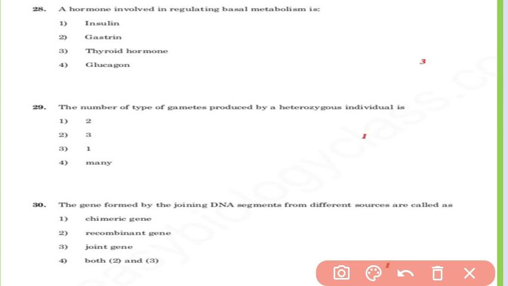Then next question, the gene formed by joining the DNA segments from different sources is called as. This term is known as chimeric genes. Chimeric genes form from a combination of a portion of two or more coding sequences. So option first is the answer of this question.